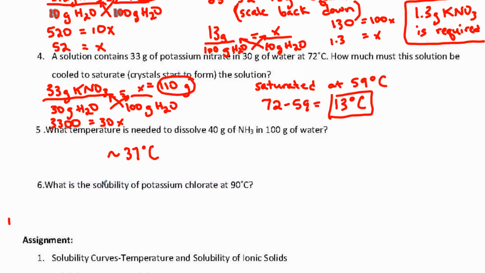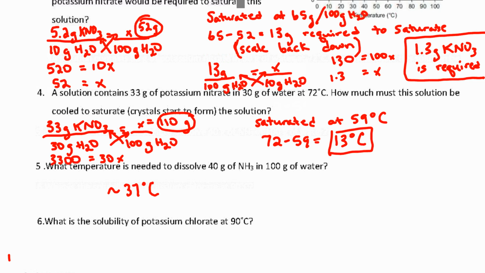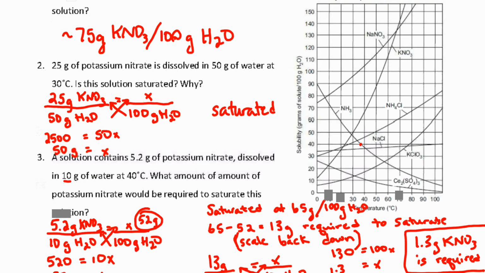And the last one, what is the solubility of potassium chlorate at 90 degrees Celsius? Okay, so again, this one is a little bit more straightforward, no math involved. So we have potassium chlorate, which would be this guy here. Okay, and it'll either say what's the solubility or what's the concentration. Either one is looking for the same thing. How many grams of solute can be dissolved in 100 grams of water?